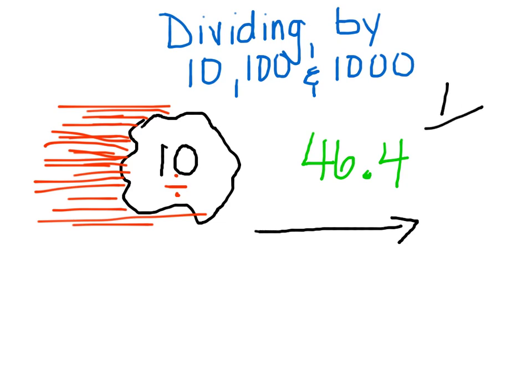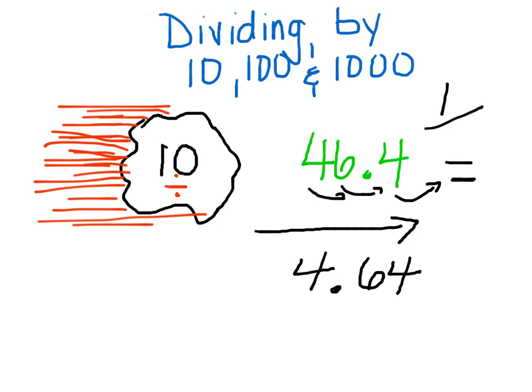one place value position. So in this case, as soon as the 10 comet makes contact with 46.4 or 46 and 4/10, we know that everything is going to shift. Everything is going to shift back a place value spot until we get the number 4.64 or 4 and 64 hundredths.